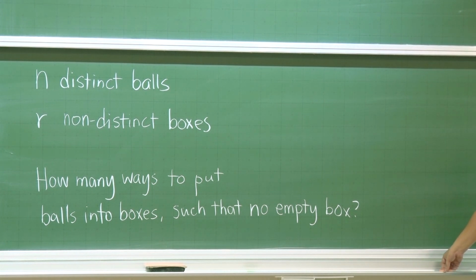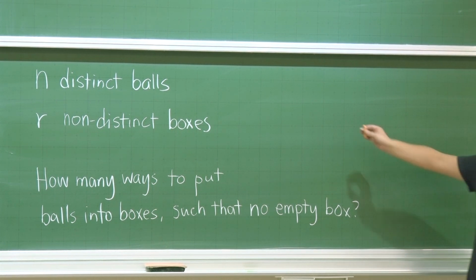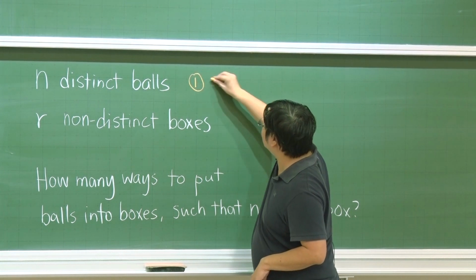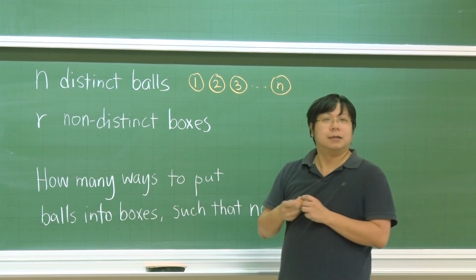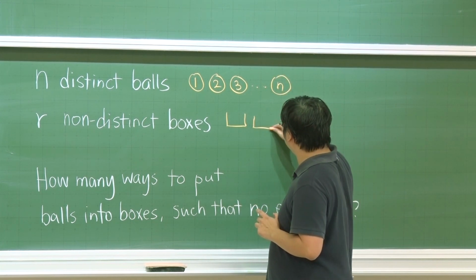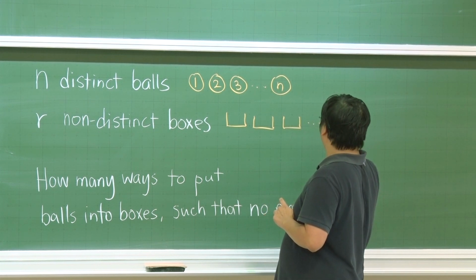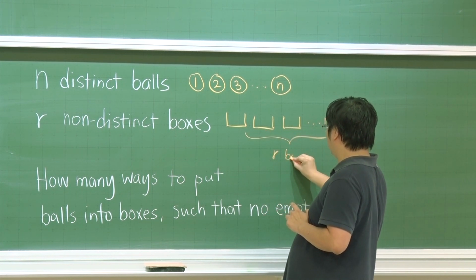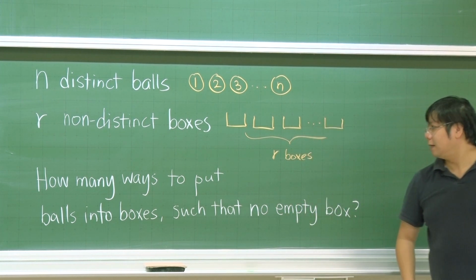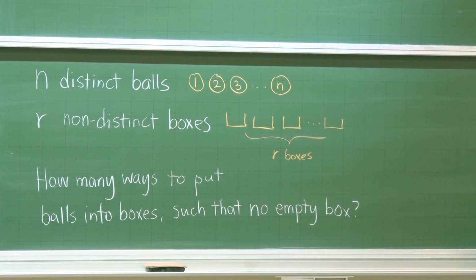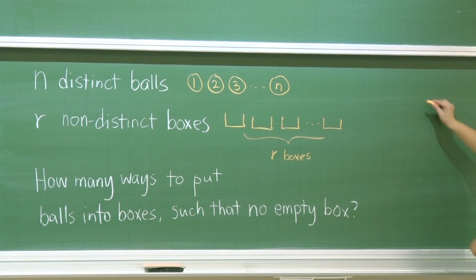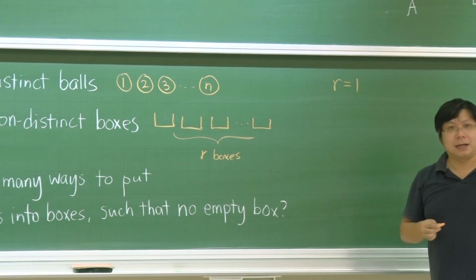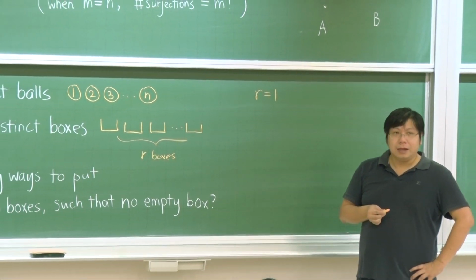So how many ways are there? We can think of the balls as having labels like 1, and then 2, and then 3, and then up to n. And then we have boxes, box 1, box 2, box 3, and there are R of them. How many ways to put balls into boxes such that no box is empty? Let's do the simple case first to understand what it is counting. So let's say R is equal to 1. How many ways are there? Let's say n is equal to 4.